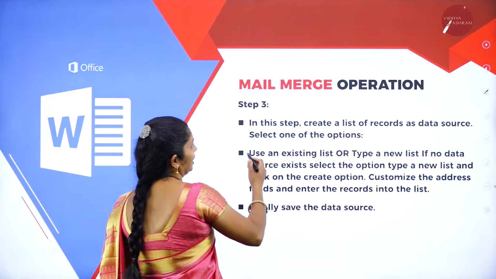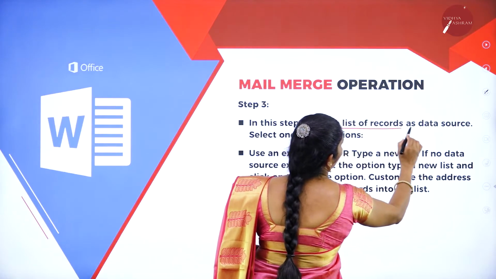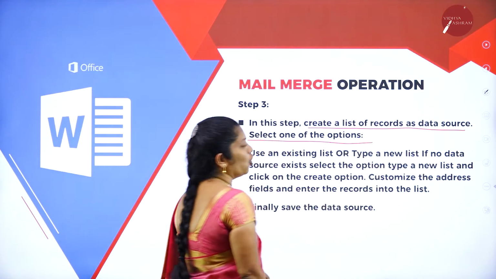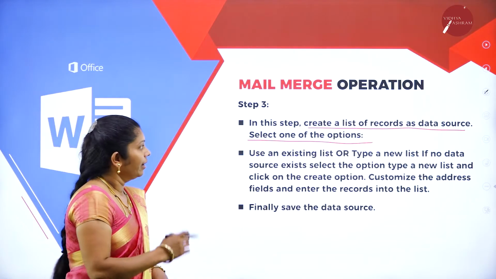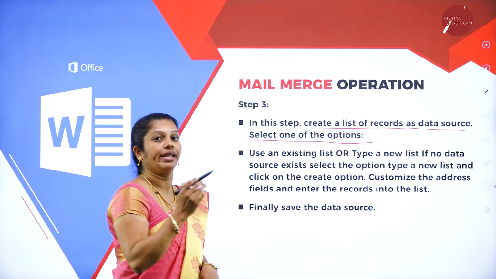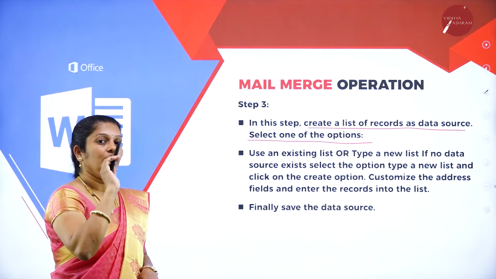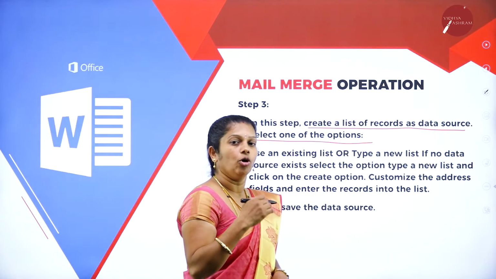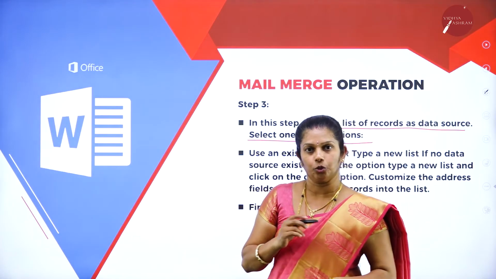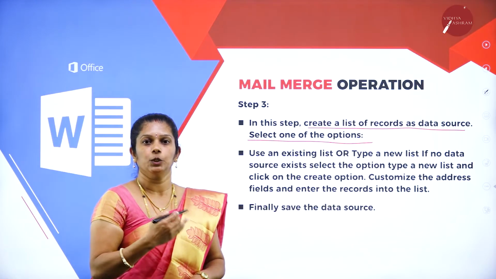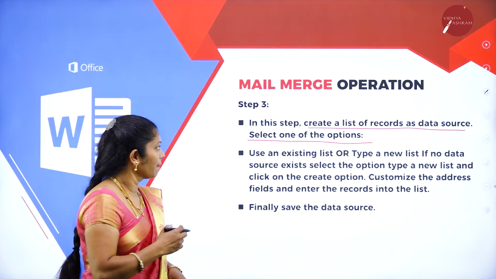In step 3, create a list of records or data source. Select one of the options there. Here, if you observe, in this, create a list of records or data source. That means the 'To' address list now we have to create. If you want, you can create or you can use an existing list also. If I want, I can create a new one, or if I want, I can use the existing one here.